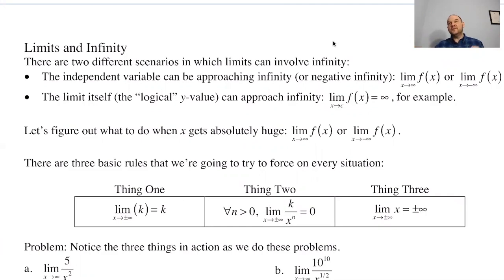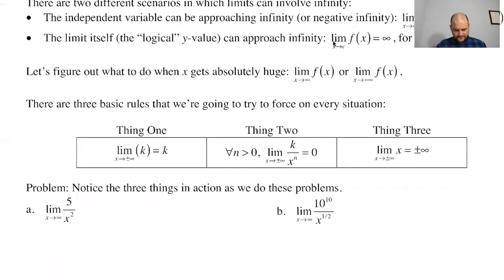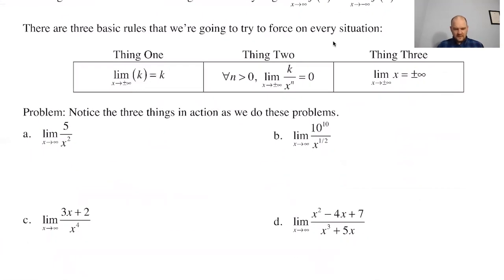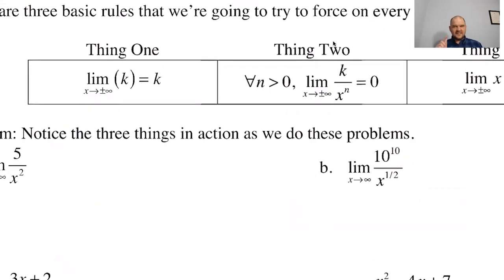It's also possible that as x gets infinitely large, so does y. But let's see what we're talking about. Lucky for us, this is kind of review from when we did rational functions because we talked a little bit about limits back then. There are three things you want to keep in mind, and we're going to force those to happen over and over and over again. The first thing, the limit as x approaches infinity or negative infinity of k, a constant.